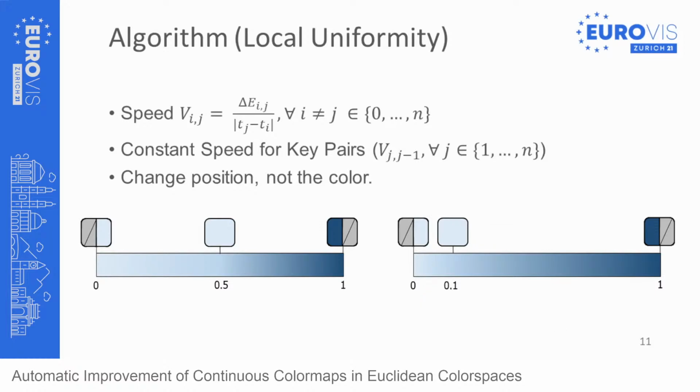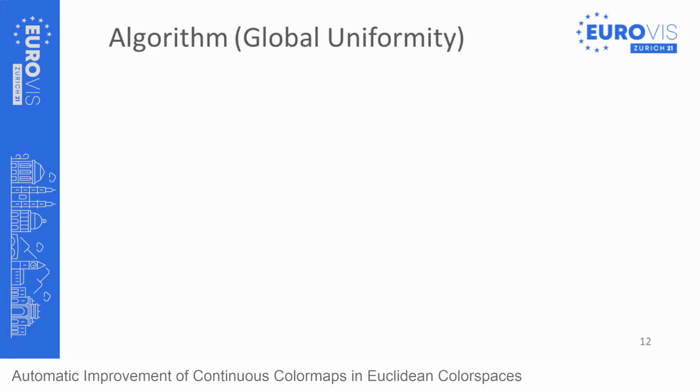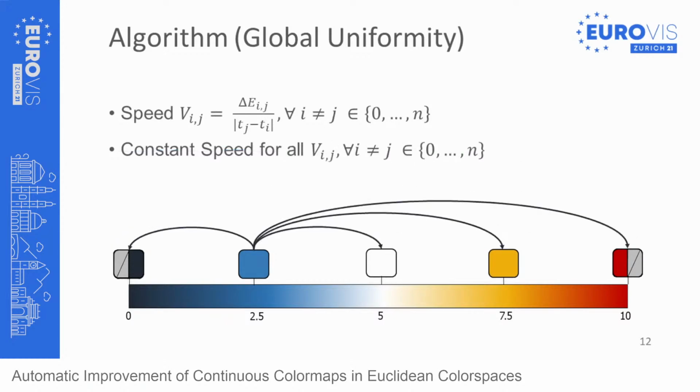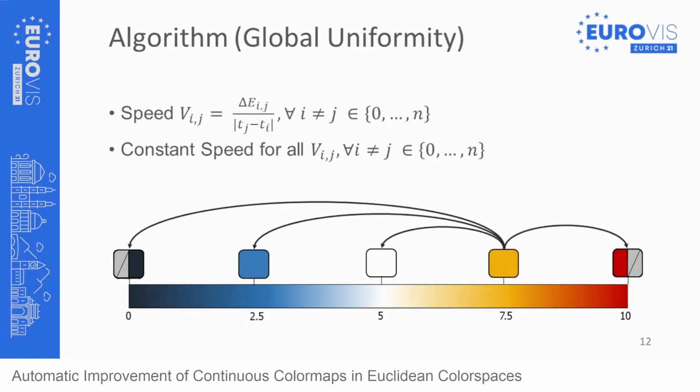This technique is very simple but also very helpful, because modifying a color map by hand to obtain a local uniform color map is very frustrating and time intensive, especially if you have a color map with many key colors. For the global uniformity, we also want a constant speed. Different to the local uniformity, we do not only check the speed of key pairs, we need to reach a constant speed for all key combinations.